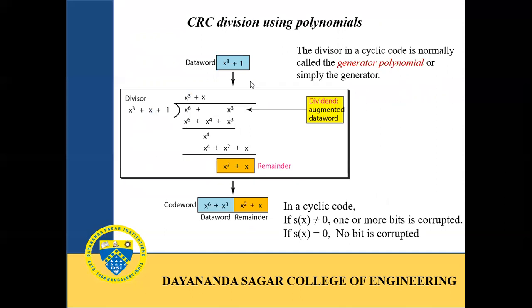Now, the same process can be implemented in polynomial division. When you do the same division here, we get the remainder as such, and this remainder becomes a checksum which is attached to the data word and sent in the transmission. So if the remainder is 0, that means no corruption. That means there is no error during the transmission. If it is not 0, then one of the bits is corrupted.